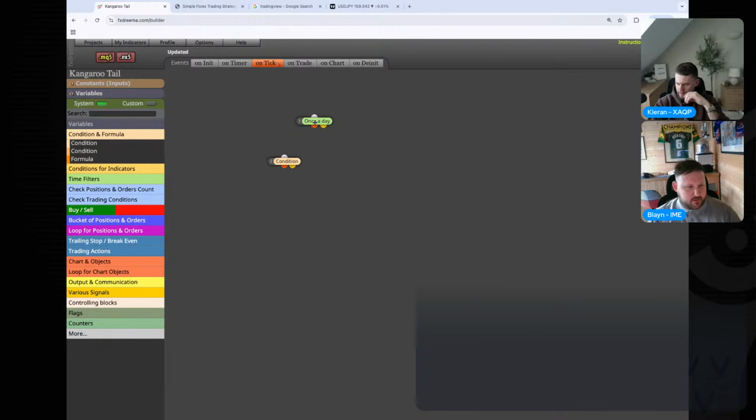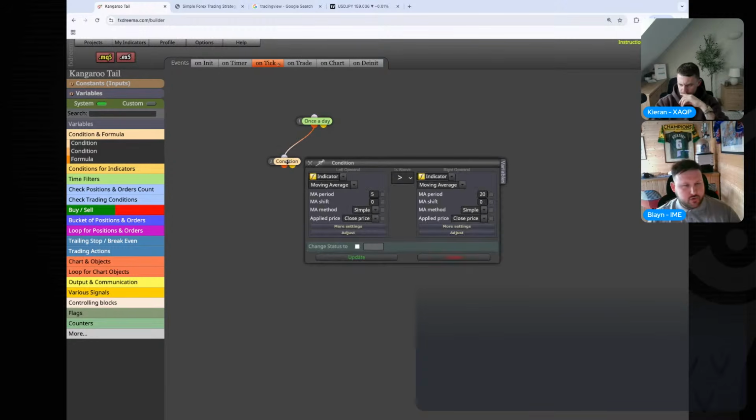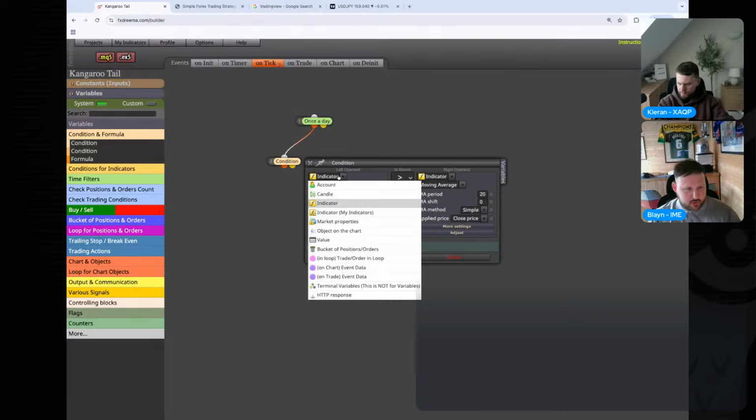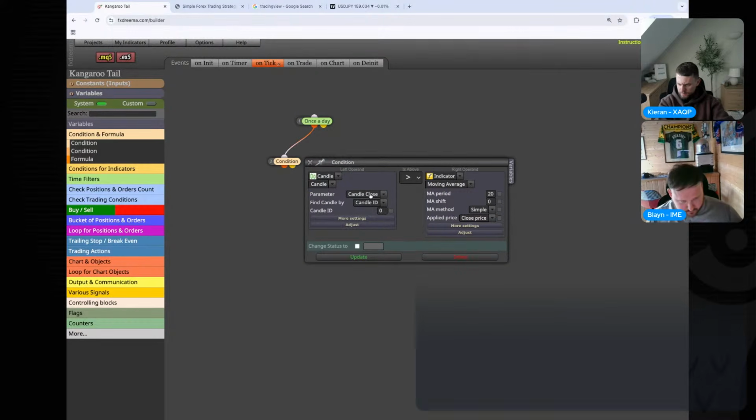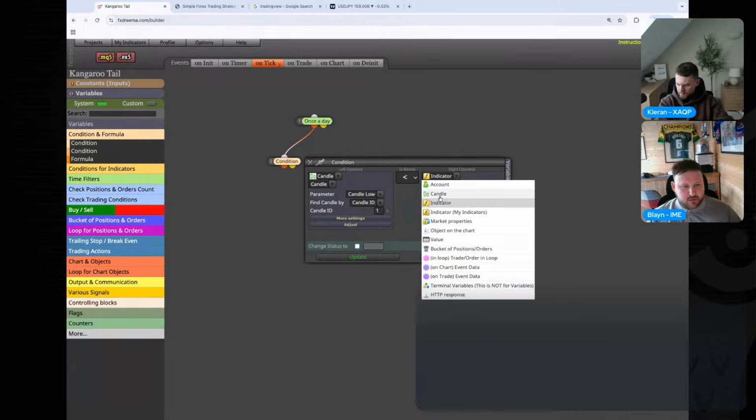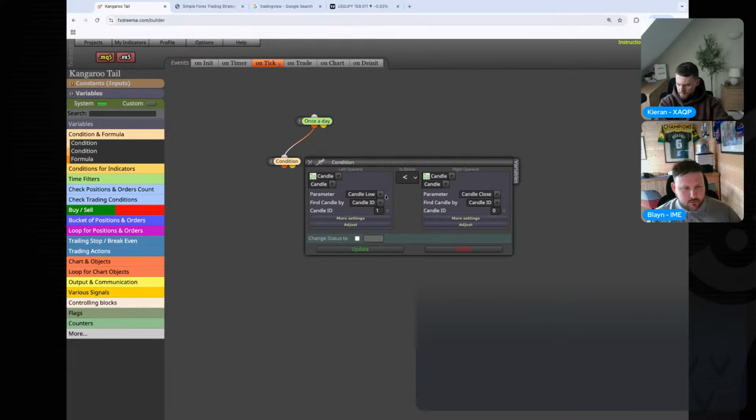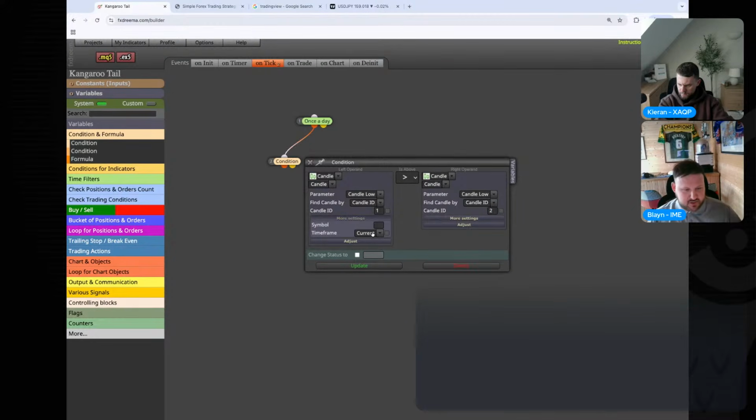We will then do the buy side first. So we'll do candle low of 1 is above the candle low of 2. Again, we'll switch it to the daily, just because that's what we're going to follow in the plan today. And that is the first condition.